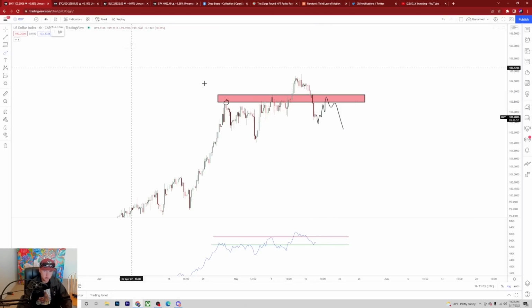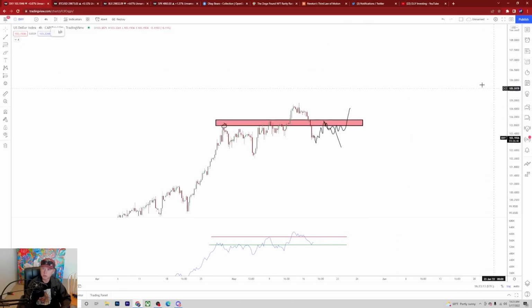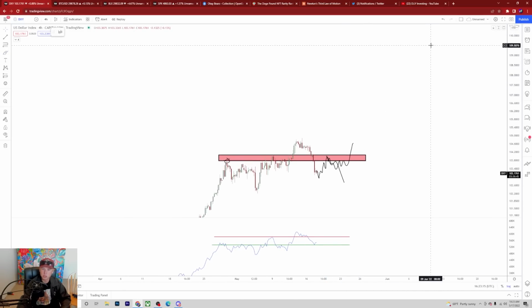If they, in fact, do get above pretty much the 104 level, it could go slightly below it, but as long as they're above this level and then they hold that, then that would signal a run to 110, and we would have a much larger move in the dollar.